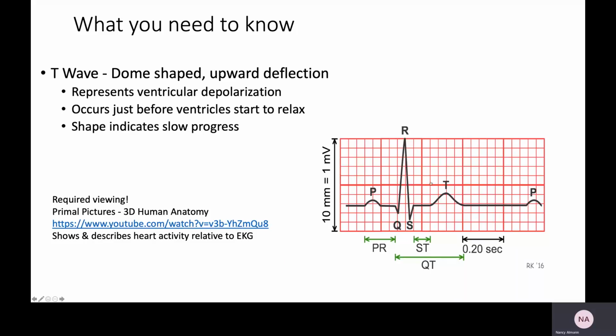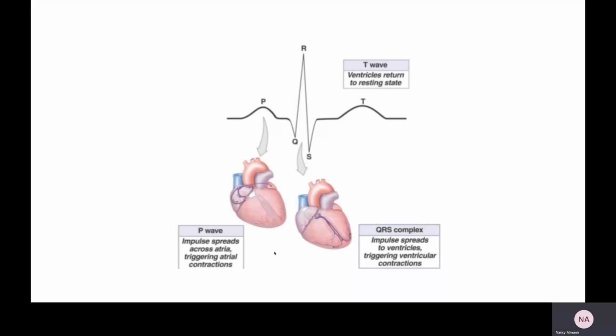This T wave means ventricular repolarization, which means basically the ventricles are going to relax. That shape means it's going to happen relatively slowly. Watch this, required viewing. And it's really cool, actually, because it shows and describes heart activity, what's occurring relative to the EKG. So more of the same. Atrial contraction, ventricular contraction, atrial relaxation, ventricular relaxation. If you know that, you will be fine for this class.